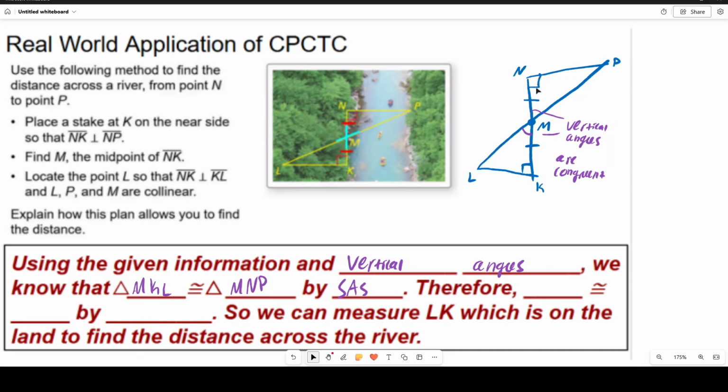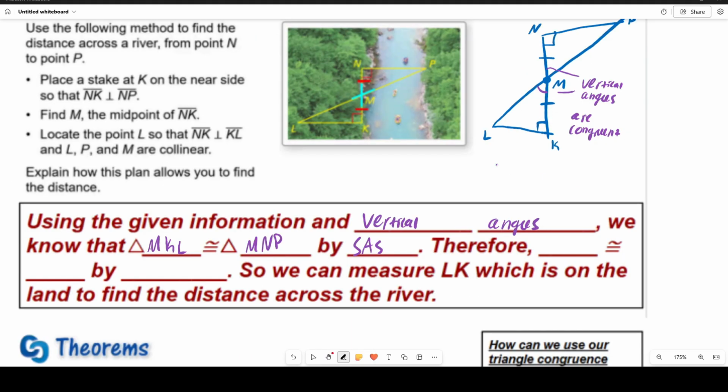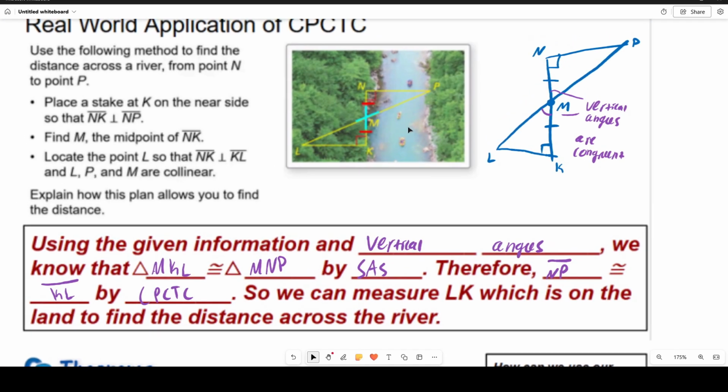Well, N starts at the right angle and goes to the point furthest away from the dot here. So then if we look on the other triangle, we'd have to start at the right angle, starting at K and going furthest away, so it would be L. So therefore, side NP is congruent to side KL by CPCTC. So to find this measure over the river, you would just have to measure what this is on land, and then it should be the exact same distance.